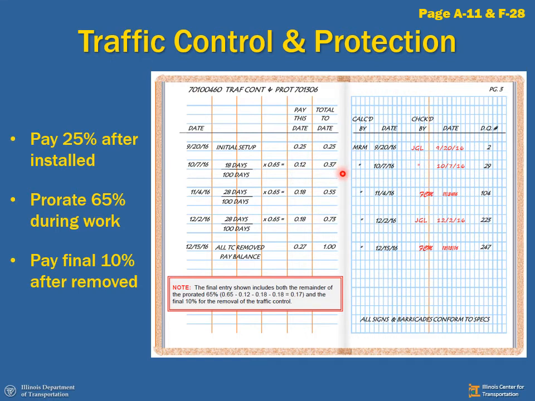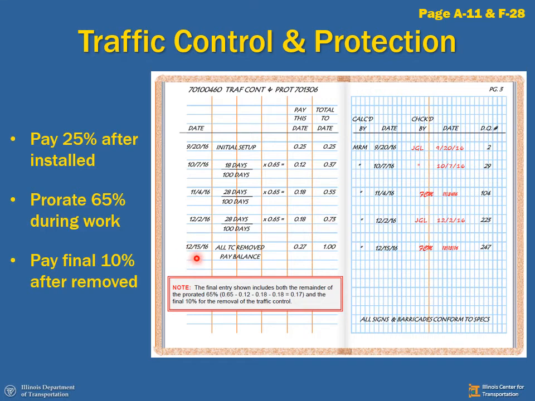I'm going to keep a total to date, because if my total to date reaches 0.9, I have to stop paying on an estimated basis and wait until it's all done. Here we have another pay estimate. Here we've got 28 days. I'm going to pay 0.18. Another pay estimate, another 28 days. I'm going to pay 0.18. I'm up to 0.73. I'm still in good shape.